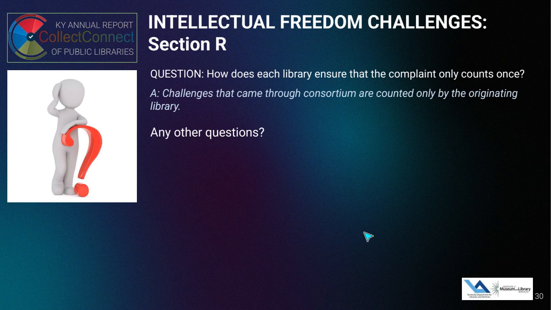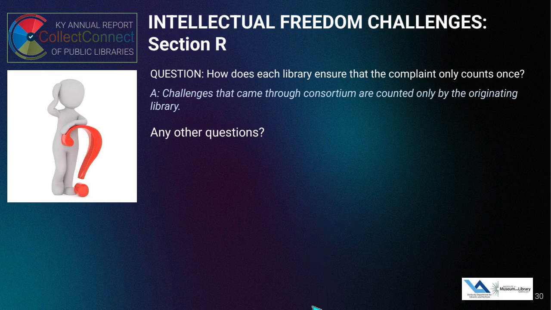So we did have a question, how does each library ensure that the complaint only counts once? Challenges that come through a consortium are counted only by the originating library. So if Jefferson County is where the complaint comes from, and it goes into the consortium, then only Jefferson County would count that. And so that's how we make sure that the complaint only counts once, especially in a consortium or individual library aspect. Any other questions?